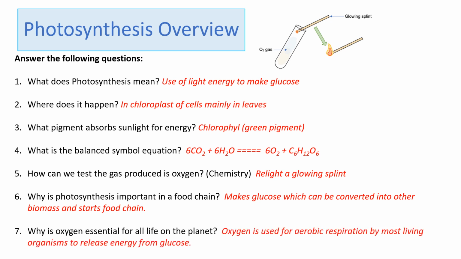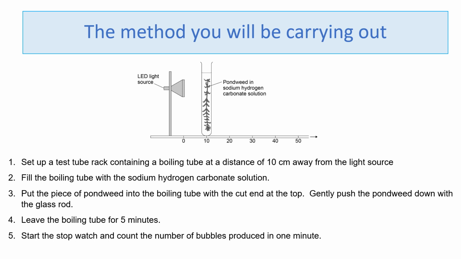Oxygen is obviously essential for all life on the planet because it is used for aerobic respiration, which happens to release energy from glucose. This is your basic method that you will be carrying out, and you should be able to recall this. This is a really common GCSE question. So you might be given a picture like this and asked what to do.